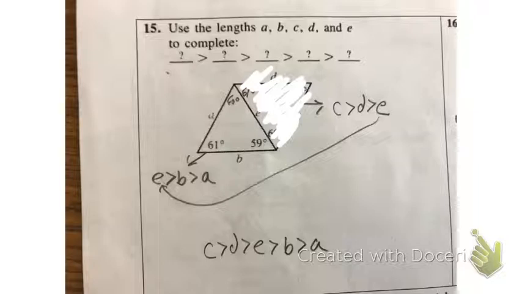Other questions? Yeah, number 16. How did I come up with that? Because you had angle 3 is greater than angle 1, which is greater than angle 2. But I don't understand how you got that. Oh, you think it should be measure of angle 2 is bigger than measure of angle 1? Okay, let's look at that.